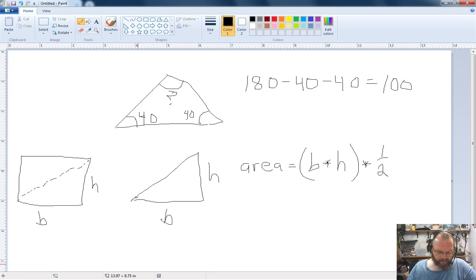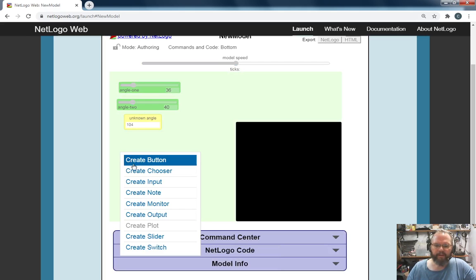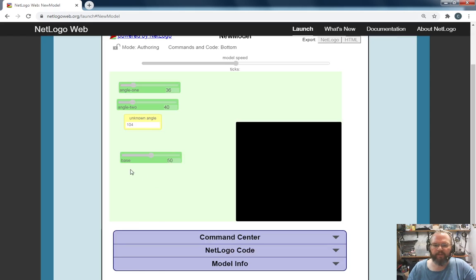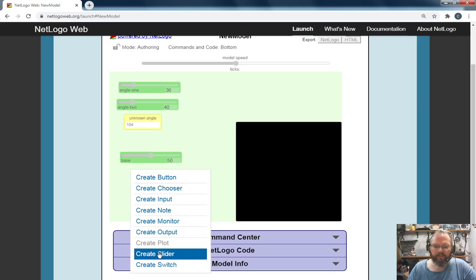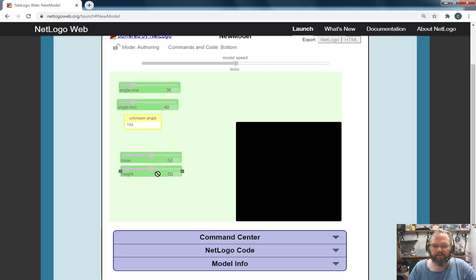And I'm going to go back to our NetLogo. And I'm going to have unlocked my padlock here. I'm going to do another slider. So I'm going to go down here where it says create slider. And this goes to 100. We can leave that in here. And I'll just say base. And then I'm going to do another slider here, and I'm going to do height. And leave that as 100. Kind of scoot that over.